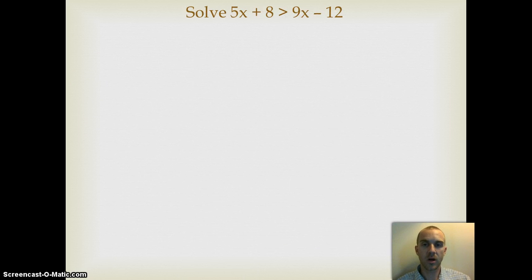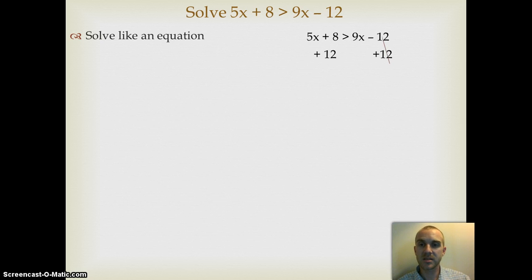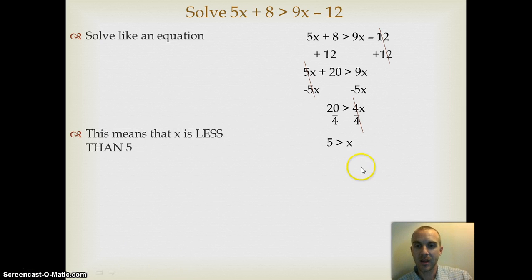So if we solve this inequality, we have 5x plus 8 is greater than 9x minus 12. So we're going to solve it like any equation. I can add 12 to both sides and then subtract 5x from both sides. And I have 20 is greater than 4x, so I divide by 4. Now the key here is reading this from the perspective of x. And when I read that, that is x is less than 5, because the inequality is opening away from the x. So that means my solutions that make this true are going to be everything that's less than 5.